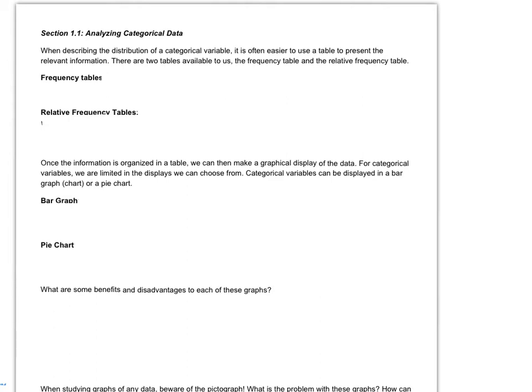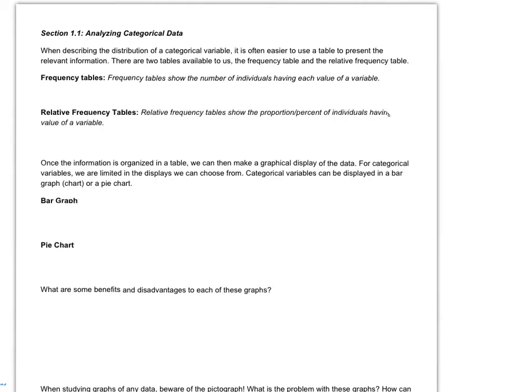When we're looking at our categorical data, oftentimes it's easier to take the data and collect it into a table to represent the important information. There are usually two tables that we look at, one which is called a frequency table and one a relative frequency table. So what's the difference between the two? A frequency table is going to show you the number of individuals having each value of a variable. On the other hand, a relative frequency table is going to show you the proportion of or percent of individuals having each value of a variable.